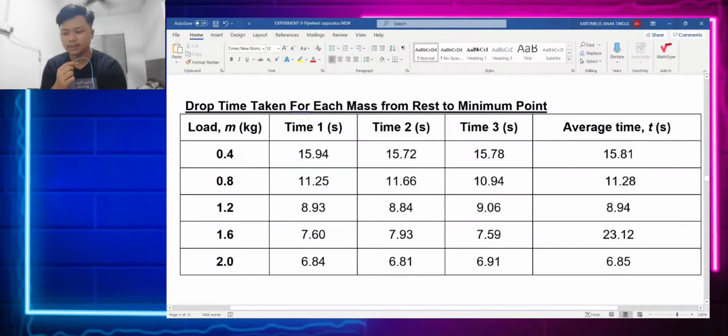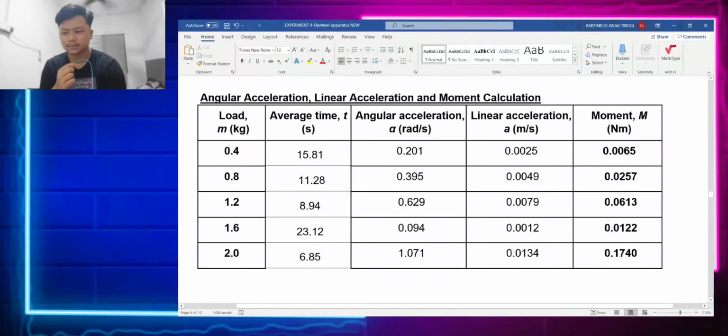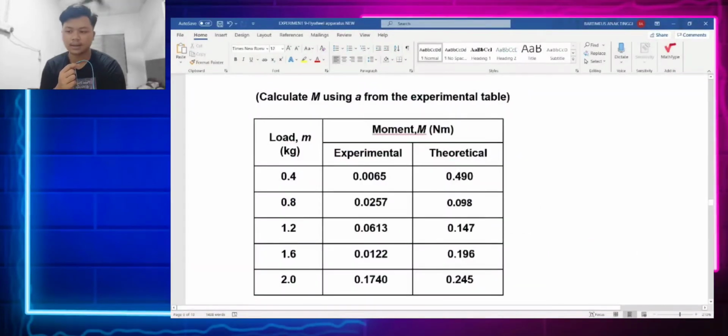Okay, next we go to the angular acceleration, linear acceleration and moment calculation. All three, angular acceleration, linear acceleration and moment, we can calculate using the equations given, and I will show you after I finish explaining the table. And the last table is by calculating M using a from the experimental table. The purpose of this table is to find the theoretical value of the moment.